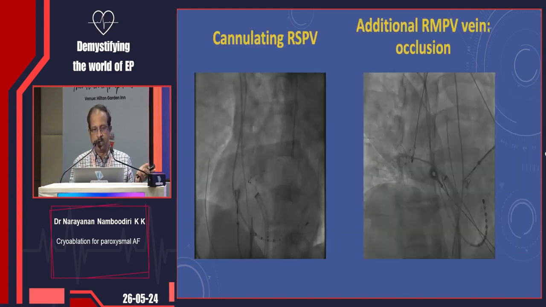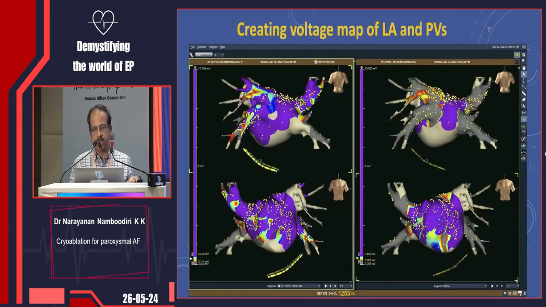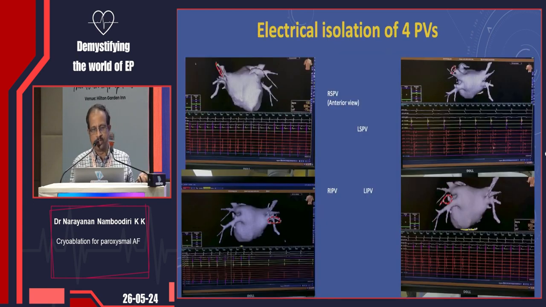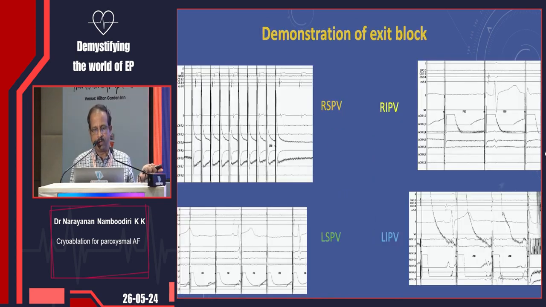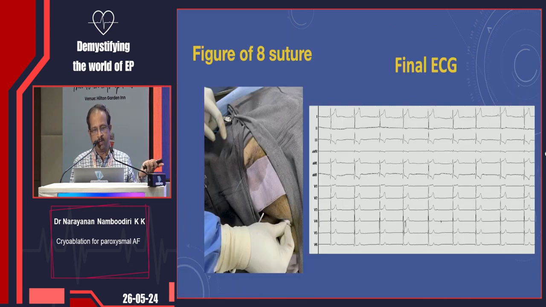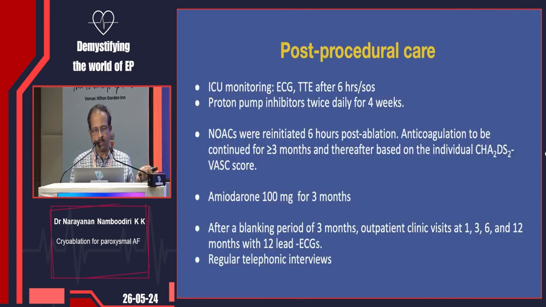Very, very important. Cannulating the right superior and the additional right middle vein is essentially the same. Then we create a voltage map to assess the lesions. You can see clearly these gray zones are electrically isolated. Electrical isolation of all pulmonary veins is confirmed afterwards. An exit block is also demonstrated by pacing. And finally, we put a figure of 8 and come out.